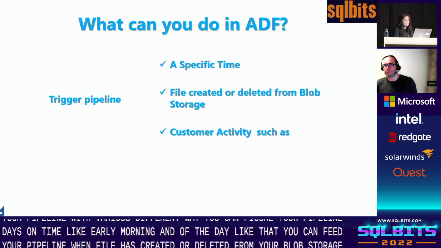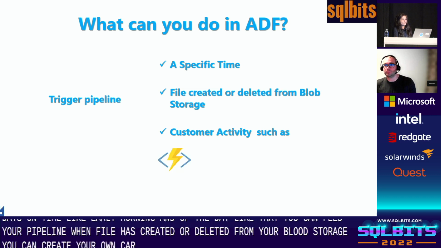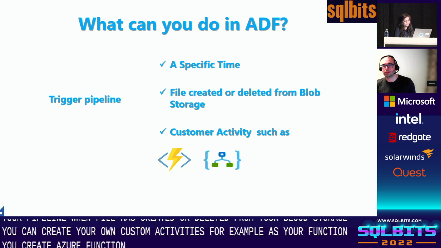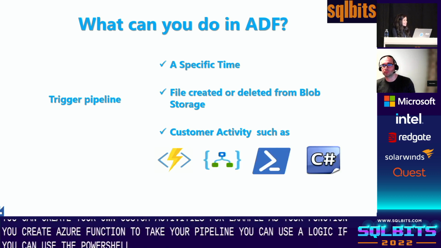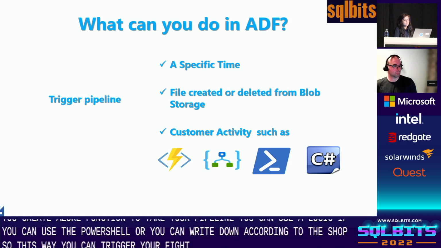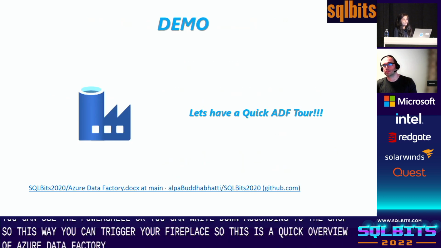You can create your own custom activities. For example, you create an Azure Function to trigger your pipeline. You can use Logic Apps, you can use PowerShell, or you can write code in C#. So this way you can trigger your pipelines. So this is a quick overview of Azure Data Factory. Now let's go to the demo.